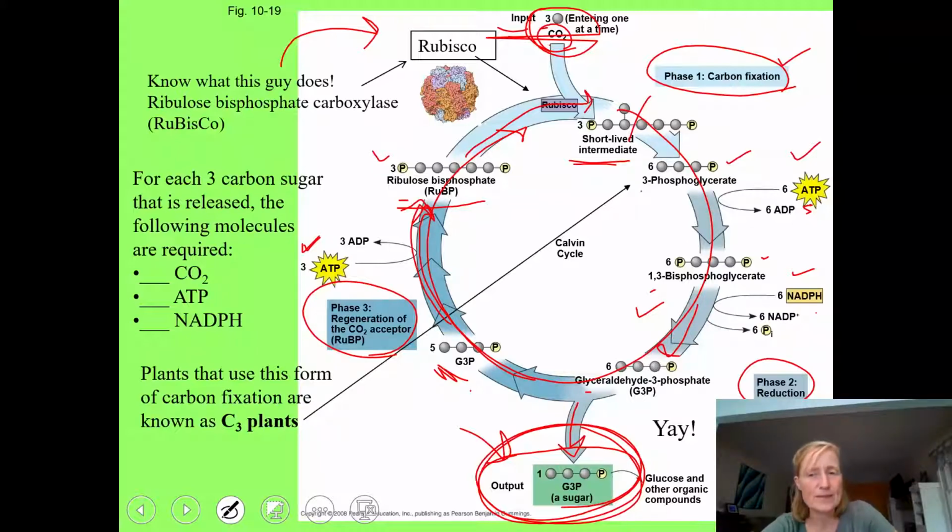Whew. Now, quick question. Where did we get the ATP and the NADPH from to do the Calvin cycle? We got it from the light reactions. Remember, light energy was converted into ATP and NADPH in the light reactions. Okay. And for each 3-carbon sugar that is released, how many molecules of carbon dioxide do we need? Well, we just talked about that. For each 3-carbon sugar popping out, we need 3 CO2s.